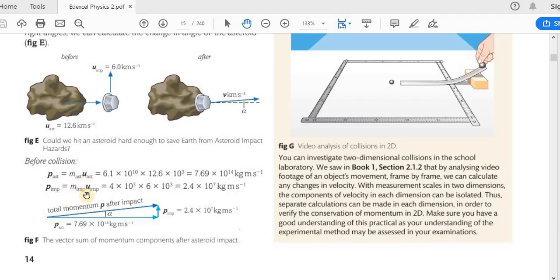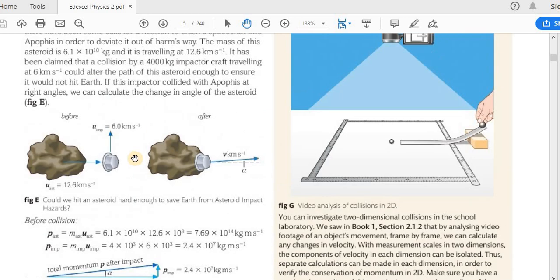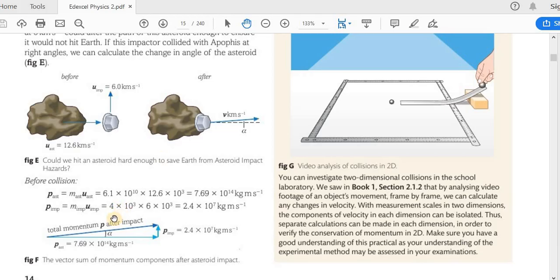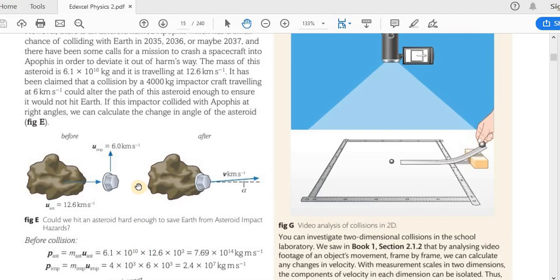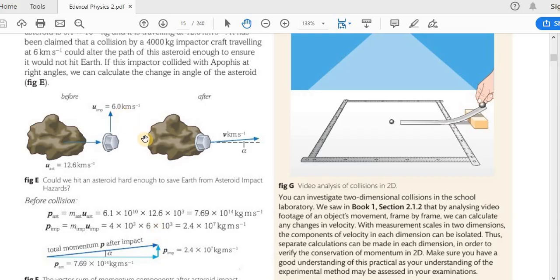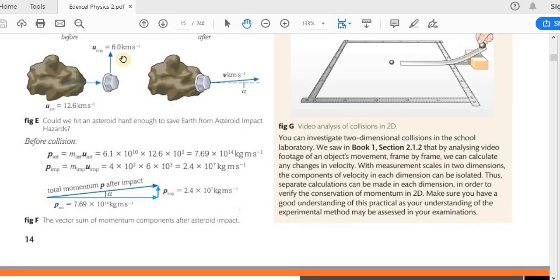Then the momentum of the impactor craft, that is this much, but this is in the vertical direction. So mass is 4000 kilograms, that is the same as 4 into 10 to the power 3 kilograms, and the velocity is 6 kilometers per second, 6 into 10 to the power 3 meters per second. So we get the answer in kilogram meters per second, because here we converted it from kilometers to meters. But remember, this is in the horizontal direction, as you can see in the diagram. This is in the vertical direction.